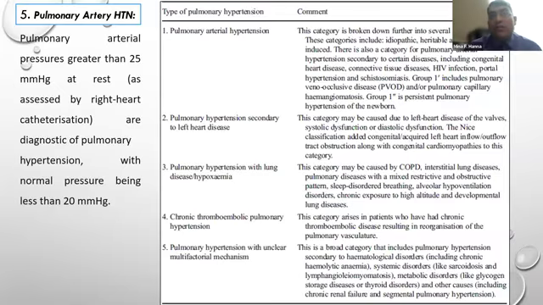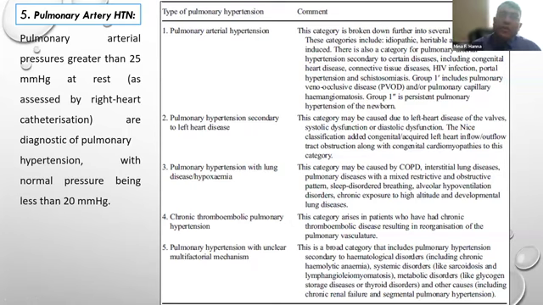Cardiac problems like left heart failure can increase the pressure on the right side over time. Lung parenchymal problems like hypoxemia, like emphysema, over time compress the peripheral arteries causing pulmonary hypertension. A vascular problem could also be chronic thromboembolism. Pulmonary hypertension with an unclear multifactorial mechanism, something else can happen.